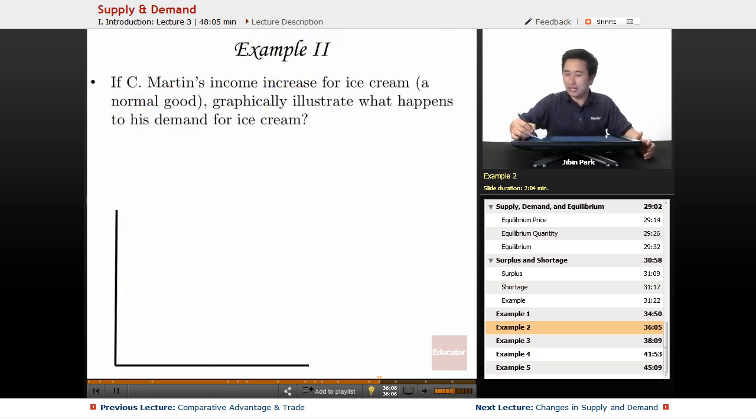Okay, example number two. Let's say an individual by the name of C. Martin. His income increases for ice cream, which is a normal good. Graphically illustrate what happens to his demand for ice cream. So let's take a look graphically speaking. But before we graphically illustrate this, you get more money, so what's going to happen to his demand for ice cream? Individually, the demand is going to increase here. So what we're doing is we're increasing the individual demand curve here.